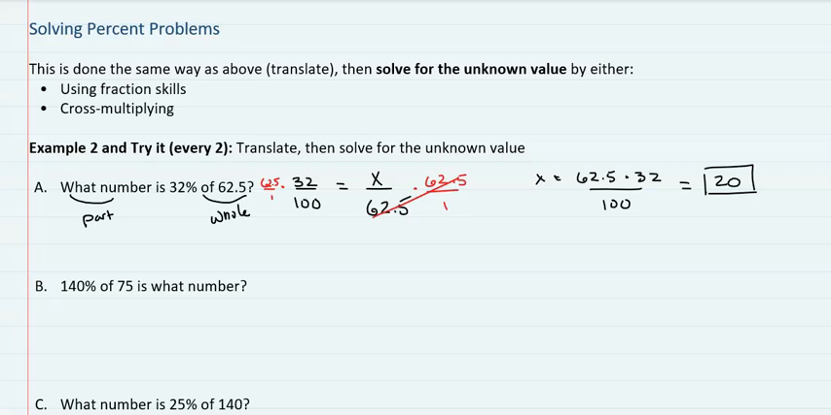All right, let's try another one. 140% is 75 of what number? So 140%, I'm going to give myself a little bit more room here. 140 over 100, so that's more than 100%, remember. Of 75 is what number? So remember, of 75 means that's our whole. Okay, so we're going to have 75 on the bottom and x on the top. So now we're going to multiply both sides by 75 over 1.